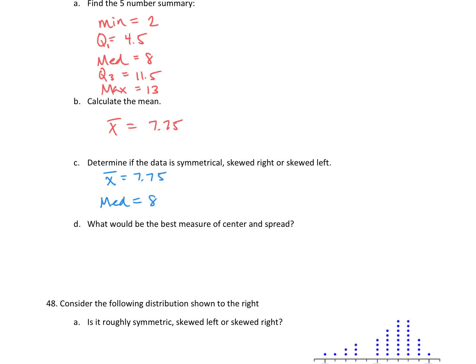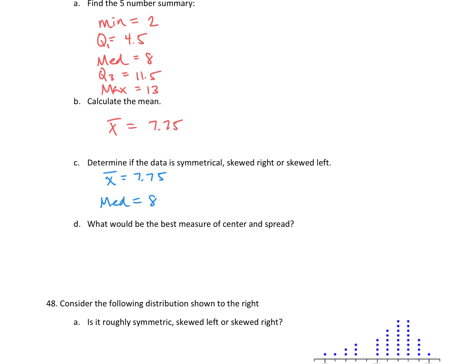When these numbers are the same or close to being the same, we have symmetrical data. If the mean is larger than the median, then you have data that is skewed right toward the larger numbers. If the mean is less than the median, then you have data that is skewed left toward the smaller numbers.